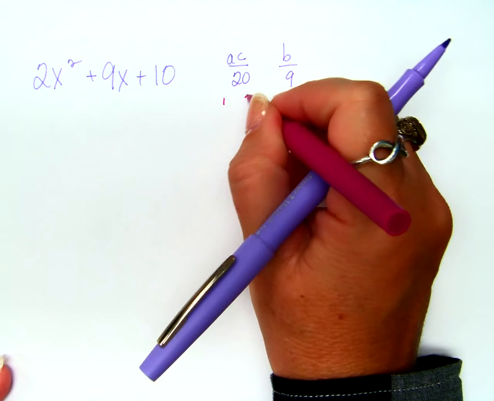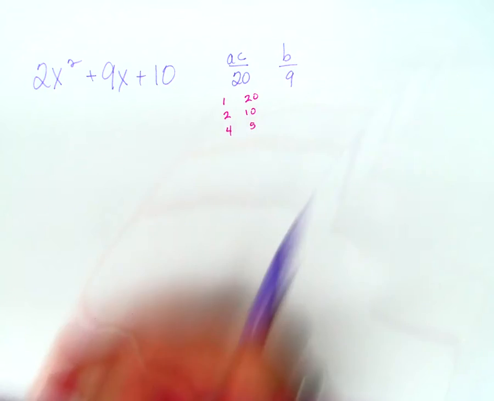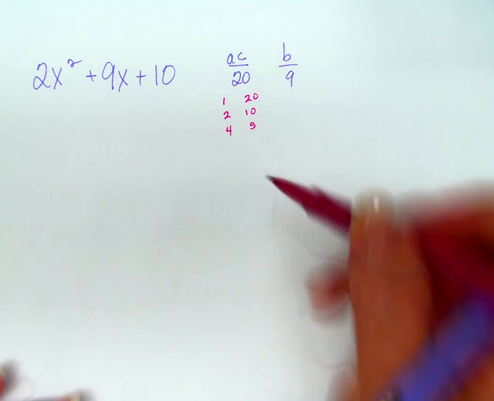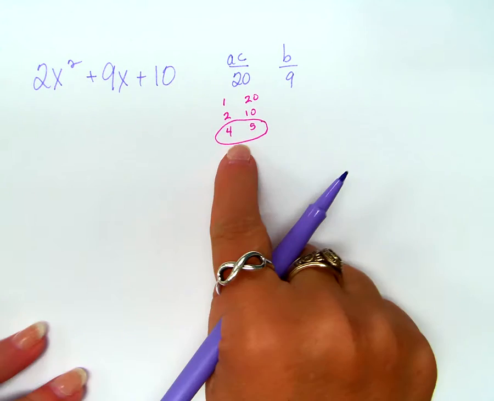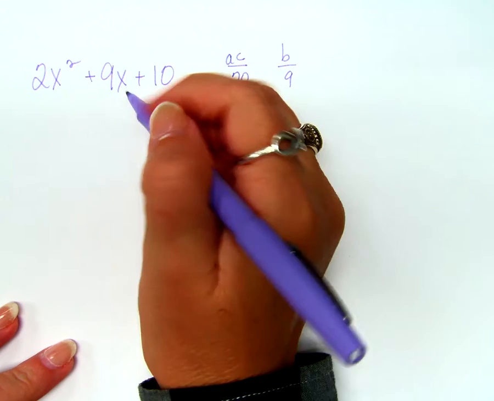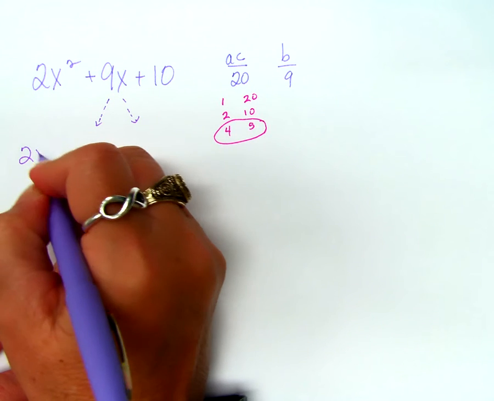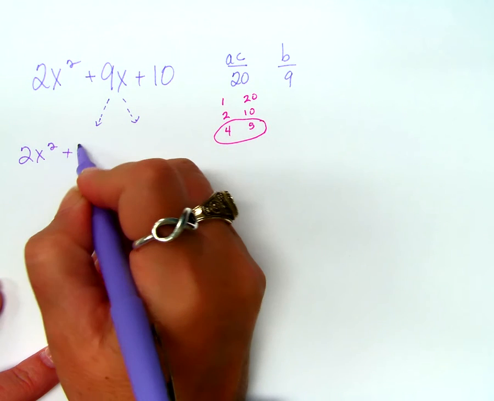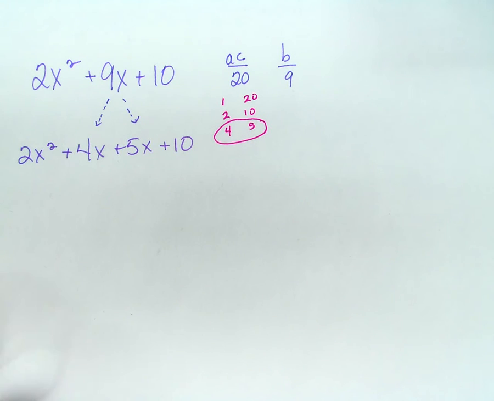So, 1 and 20, 2 and 10, 4 and 5. That's the one. Winner, winner. I almost said winner, winner, chicken dinner, but then I'm going to want chicken dinner. What do I do with that? I split the B term, right? I say 2x squared plus 4x plus 5x plus 10.